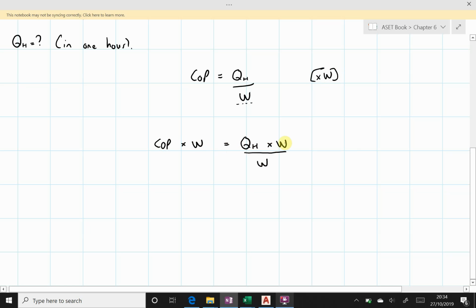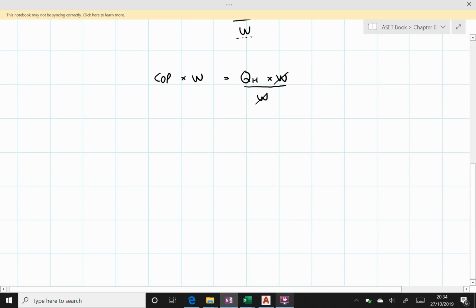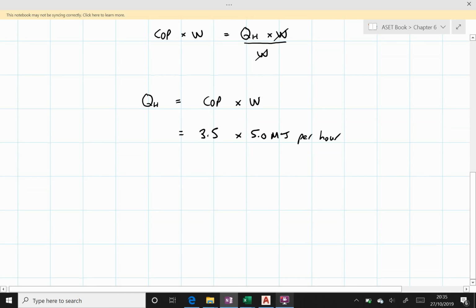Now any number divided by itself gives 1, and so the two W's will in fact cancel out. And the equation then becomes QH equals COP multiplied by W. And that gives us 3.5 multiplied by 5 megajoules per hour. And so the value of QH then will be 17.5 megajoules per hour.